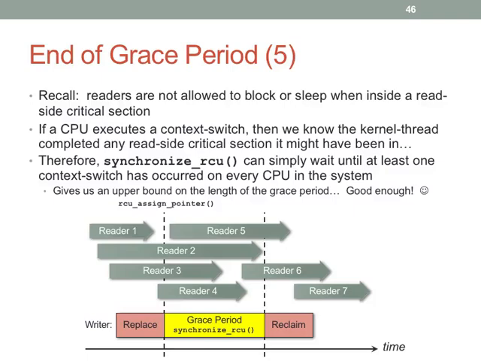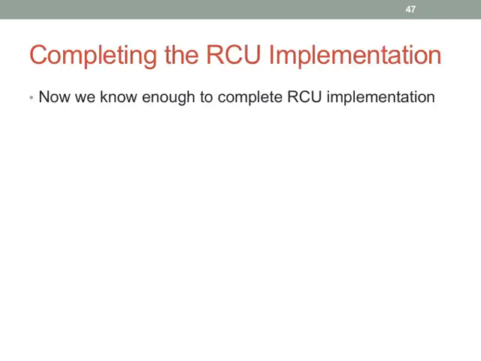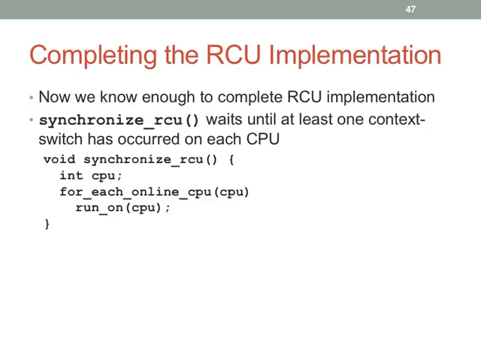So this is pretty wild. Again, this is the simplistic version. Here's an implementation of synchronize RCU. Go through every CPU. Context switch to that CPU. When you context switch to it, you know you context switched away from something else. The thing that you switched away from can't be in a read-side critical section anymore, because you switched away from it. So once you've hopped onto every CPU, you know you can delete. Okay.